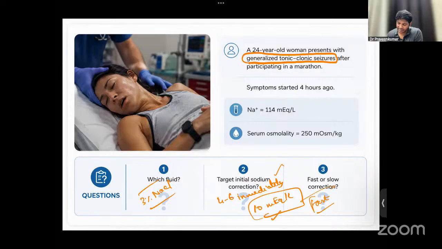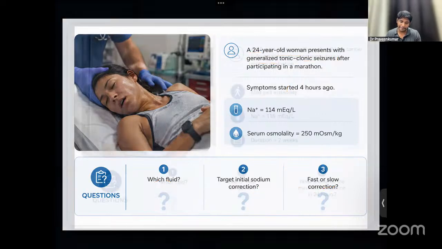Why is it fast correction? It is going to be acute hyponatremia. It is 4 hours duration only. Okay. So if it is acute hyponatremia, it is going to be fast correction. That's all. Okay. Very good. Now we'll go to the next question.